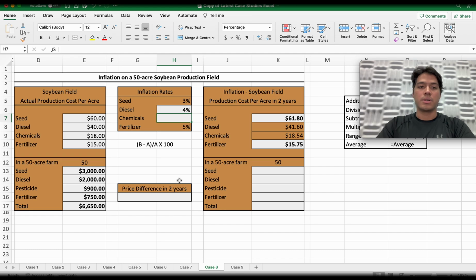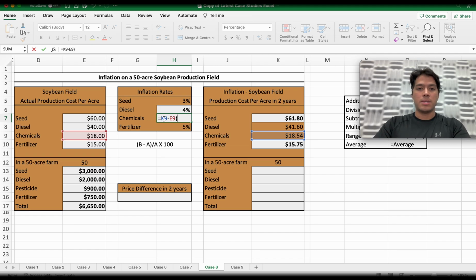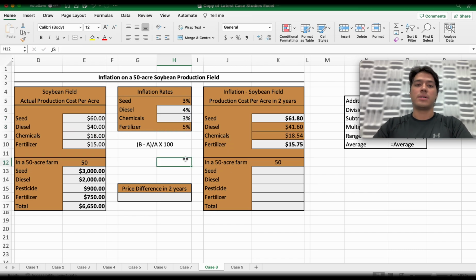Now let's move on to the chemicals, which is pretty much the same. Equals this value, 18.54, minus, let's go back to the table and find 18. Close it, and then divide this value again by 18. So now we have an inflation rate of 3%. We can conclude in this part that diesel increased by a 4% inflation rate, and the chemicals by 3%.